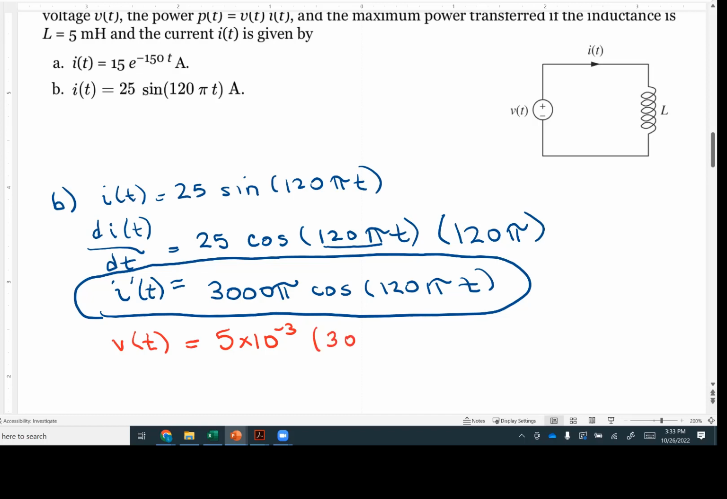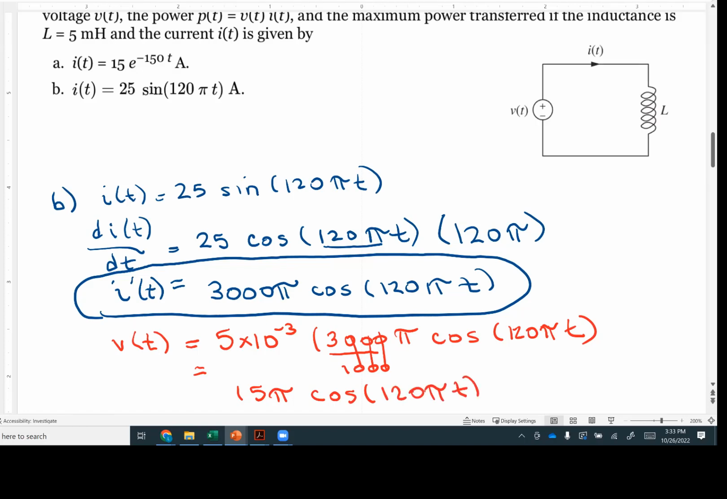Okay. So we have 3,000 pi cosine of 120 pi t. We're going to say this is equal to, and we're going to divide this by 1,000, which is easy. 1, 2, 3. So that becomes 3 times 5 is 15. So we get 15 pi cosine of 120 pi t. Okay. So we're on our way. We now have V of t.